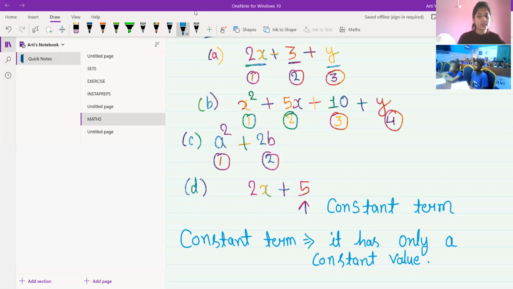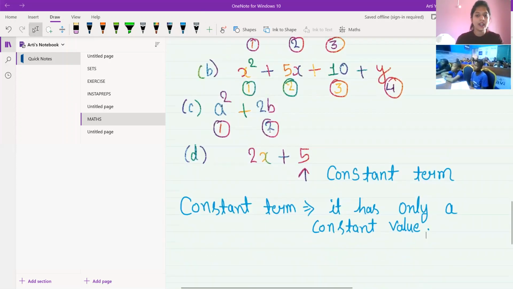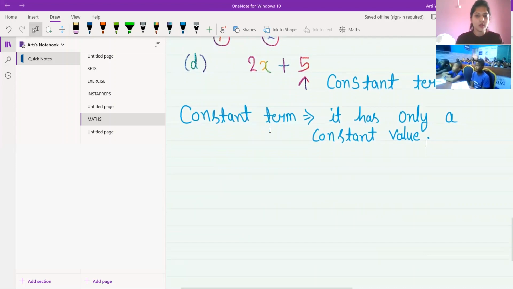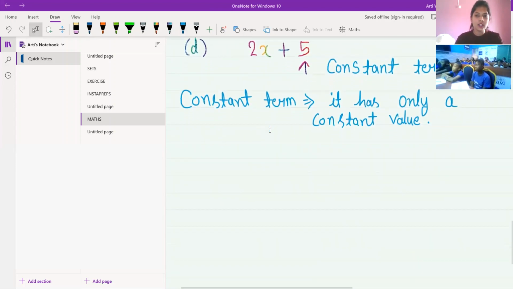Today we are doing only basics, because basics are very necessary. Only then will you know how to solve related questions. So firstly we will do the basics, then we will solve related questions. So a constant term has only a constant value.